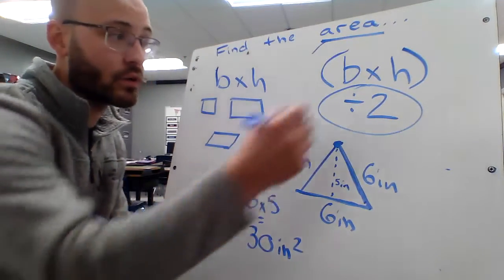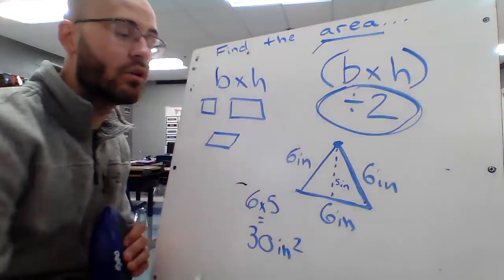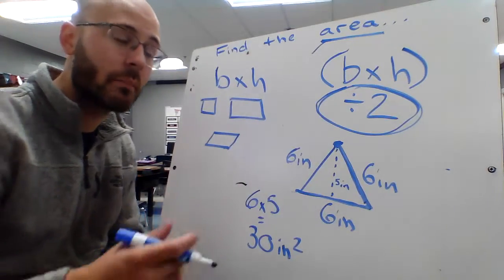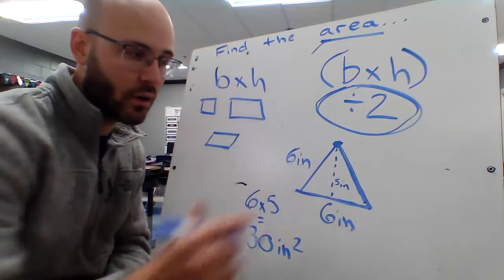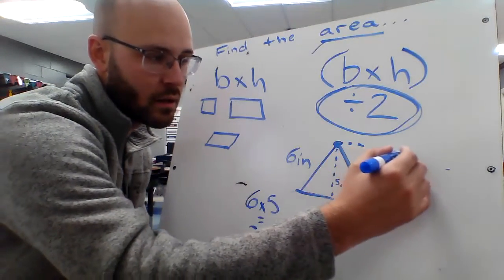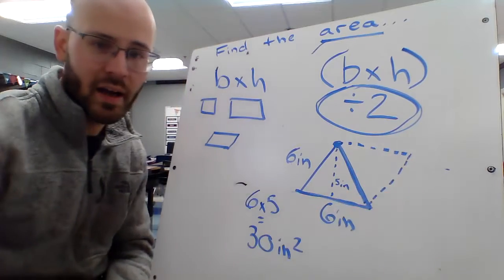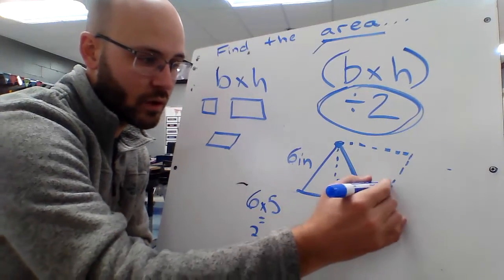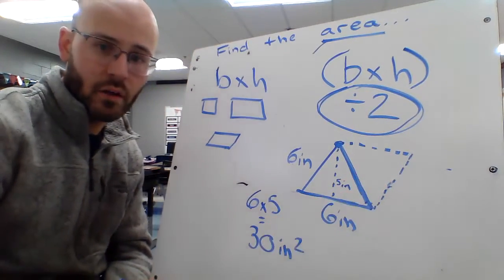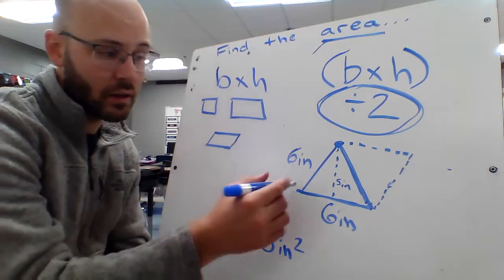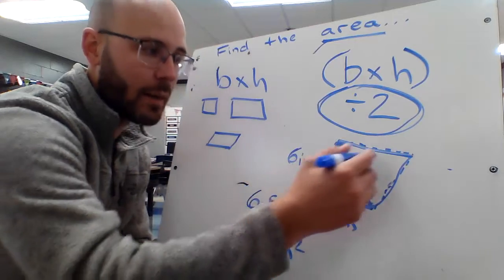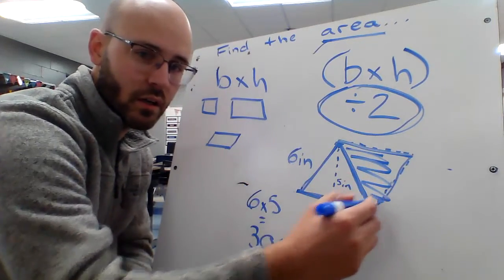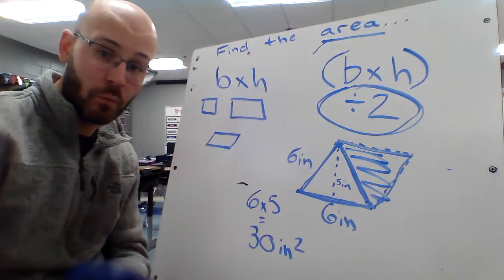But this is a triangle, so I have to divide by 2. Base times height divided by 2. Let me prove why. Look. If I were to double this triangle and flip it on its head, what do I have? It's a poorly drawn one. What do I have? A parallelogram. See? And parallelograms are base times height, but I'm also missing this chunk. That's half of the whole parallelogram.